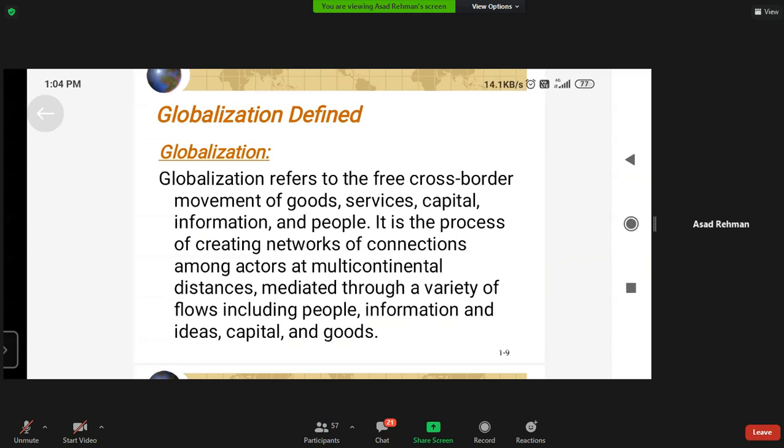And that's why we find that it is a process of creating networks of connections among the different actors I just talked about, whether it is the political leaders, the consumers, the producers, and the institutions like the World Bank or the International Monetary Fund or the apex banks of different countries. All these are the different actors at the multi-continental or the multinational level.